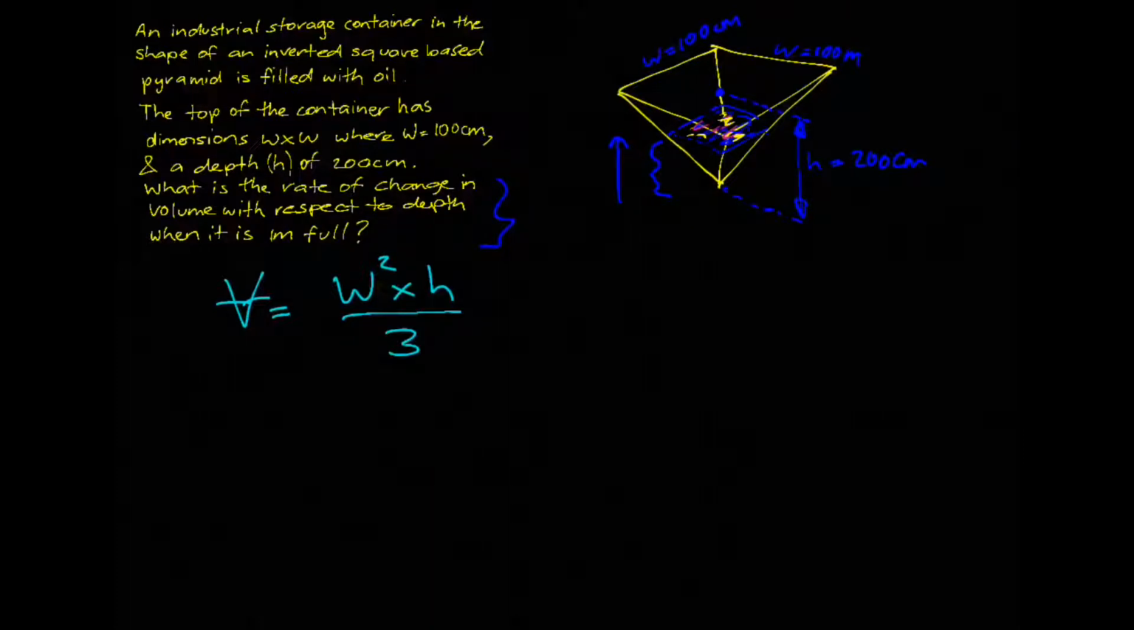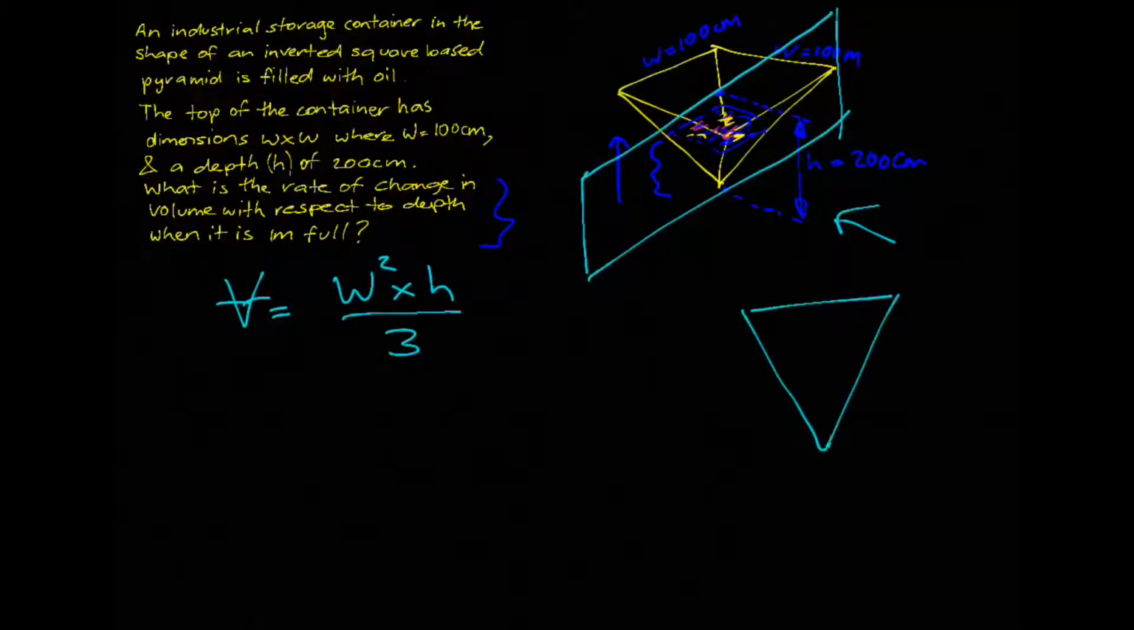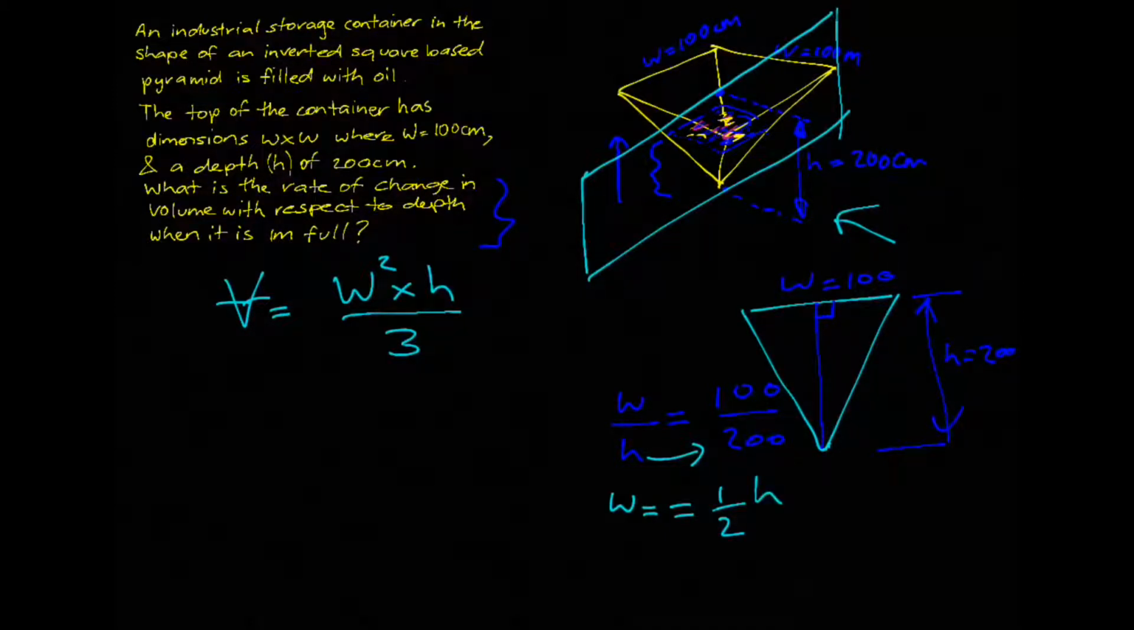So if we look at a plane that projects through, like we're slicing through the center of the pyramid, and we're looking at it from this direction, we'll have this shape. W on H is equal to 100 on 200. As you know from similar triangles, this relationship is the same no matter where you take the level of oil. So by bringing the H across, we can write W in terms of H. So it's a half H. We call that equation 2, and this is equation 1.